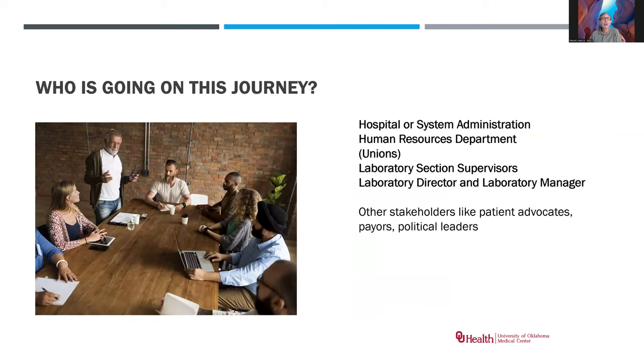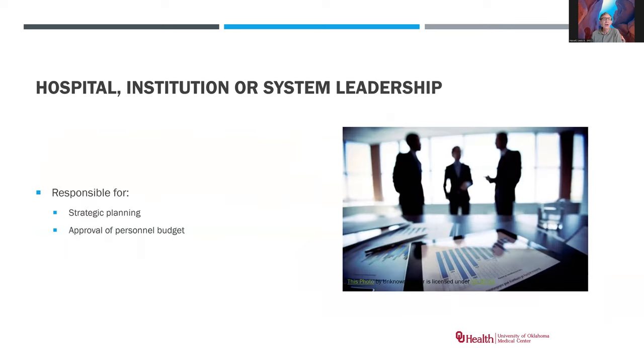You also need to know who's going on this journey. Because if you're going to move towards improvement, you want to make sure that you've got the right people on the bus. You've got the right stakeholders engaged in what you're doing and where you're going, with a belief in that destination. So why do you need the institution or system leadership involved? Well, they should be providing strategic planning overall for the institution. They may be the ones who are approving personnel and budgetary items. So they are very critical in that realm.